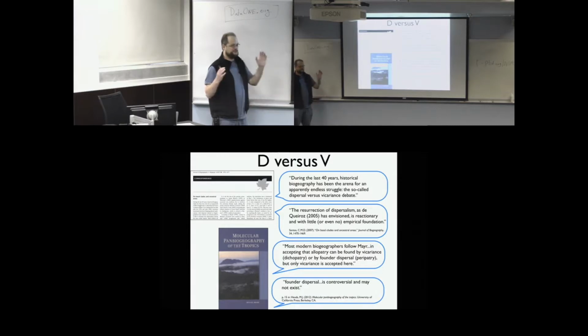And this guy has a whole huge book analyzing biogeography from the perspective of vicariance. And he says this long-distance dispersal stuff is just not going to be part of his analysis. He says most biogeographers accept that you could have allopatry, species in different locations, by vicariance or by founder dispersal, but only vicariance is accepted here. So he just says straight up, we're just going to do it one way. Vicariance is the explanation. Another great quote here is, founder dispersal is controversial and may not exist.